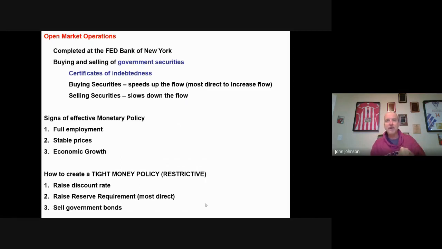They could raise the discount rate. We know the discount rate is the interest rate charged to banks who borrow from the Fed. And if they raise that rate, then it's going to trickle down, which means interest rates are going to go up. Not saying you can't borrow money, saying it's going to cost you more in the end when you go to pay it back.